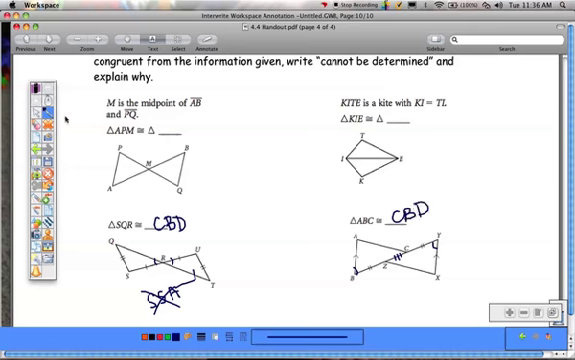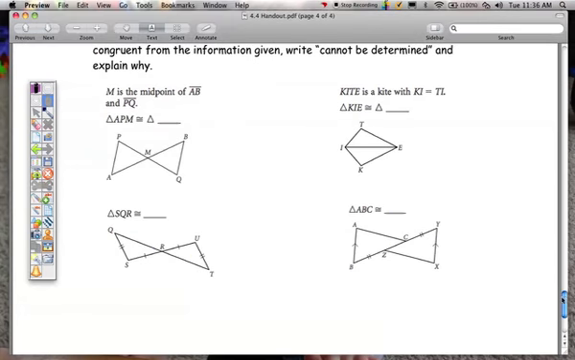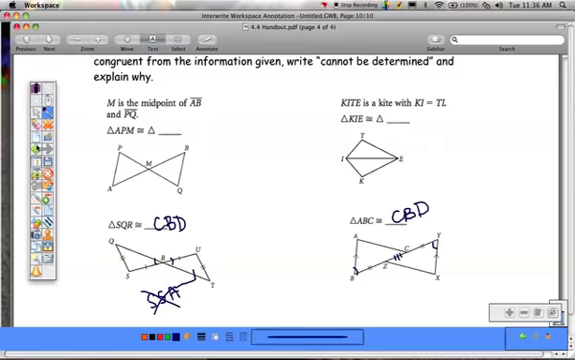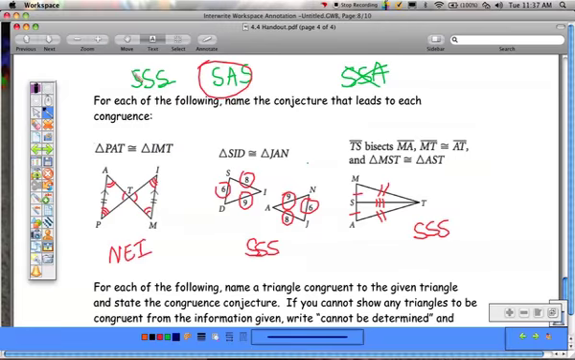Not enough information. Okay, so for your assignment, you will just be looking at, is it side-side-side or side-angle-side? Those work. If it's side-side-angle, or anything else, we cannot determine if the triangles are congruent.